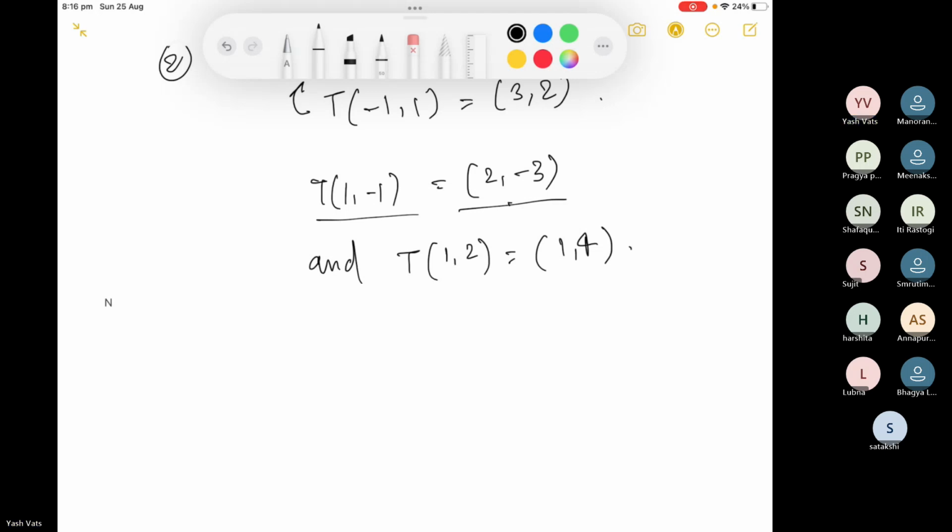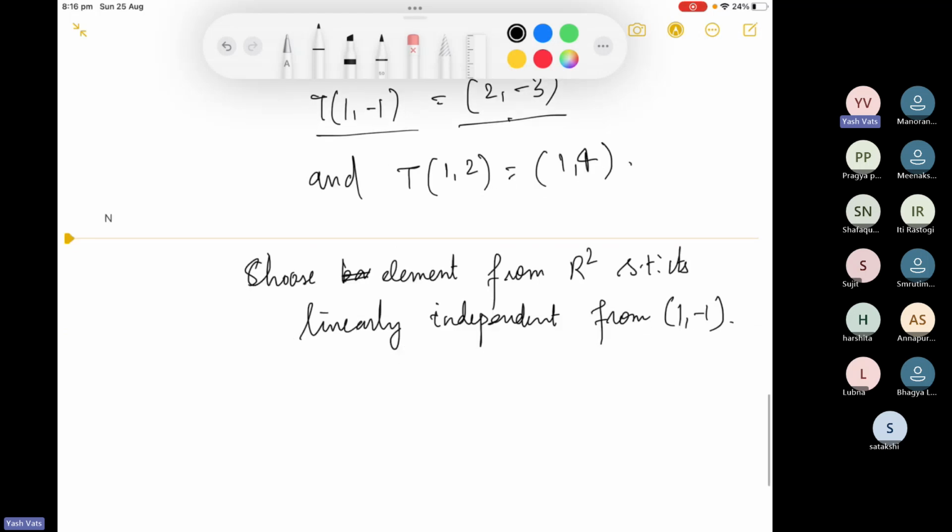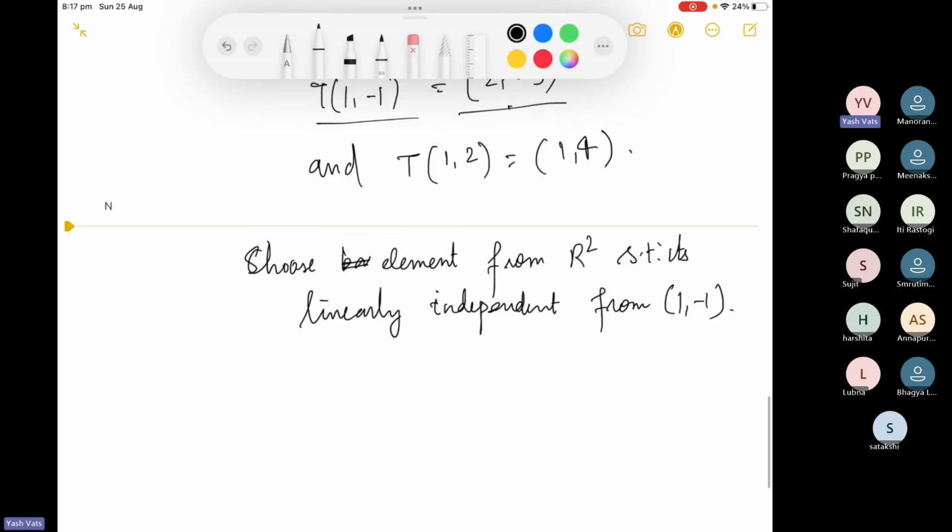So here, just choose a basis element from R2 that is linearly independent from (1, -1). So we want to choose an element from R2 such that it's linearly independent from (1, -1). So (1, 2) and (1, -1) you can check forms a basis.